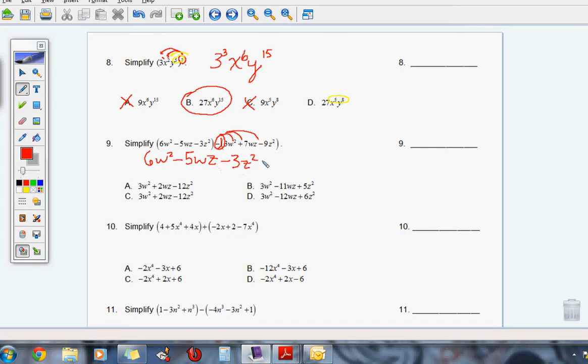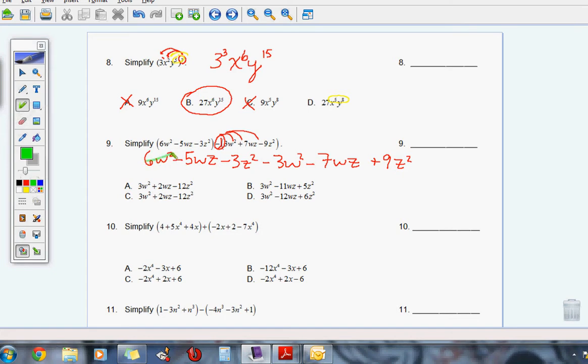And then when we bring the negative through, it's negative 3w squared, negative 7wz. That's the only thing I'm really concerned about, is you guys bringing the negative through. And then when I do the negative through to the back, that turns into a positive 9z squared. And what we want to look for now is when we're combining like terms.